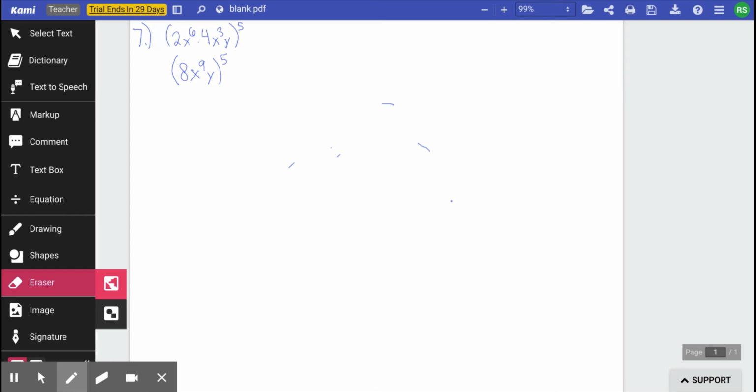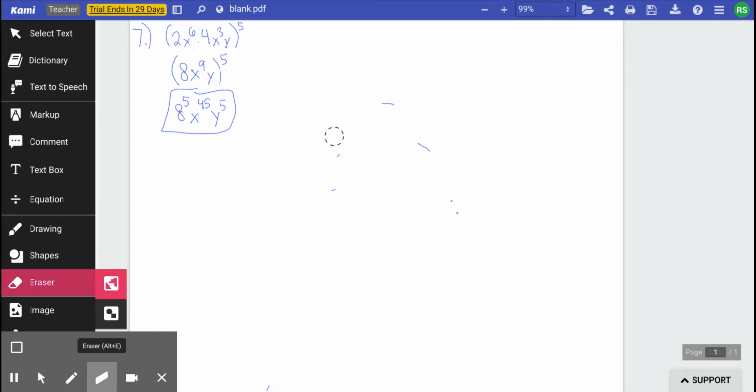Now that's all being raised to the 5th. So 8 needs to be raised to the 5th, x to the 9th needs to be raised to the 5th, and y to the 1st needs to be raised to the 5th. So there is a good answer. I don't have a calculator in front of me right now, so if you wanted to figure out what 8 to the 5th was, I think it's in the 32,000s, but I might be wrong.